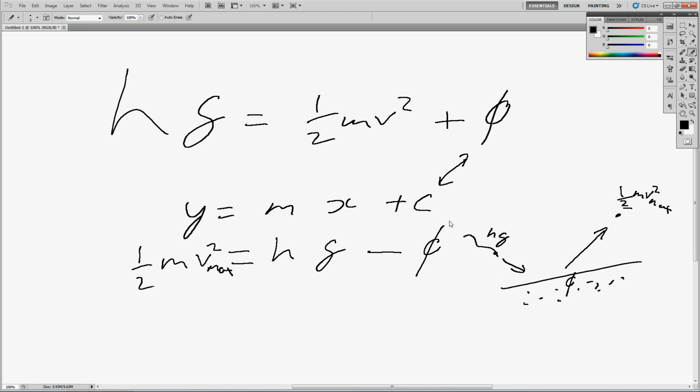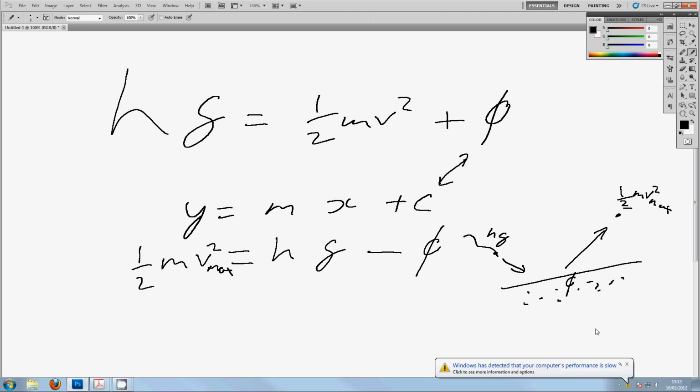So if we know what energy we're putting in and measure the energy of the electrons coming off, we could plot a half mv squared max against frequency, and that would give us a y-intercept of the work function. So we could find out the work function of this metal through this experiment. But also, the gradient's going to be h, the Planck constant. So we'll be able to measure the gradient of this graph, and it will tell us one of the fundamental constants in nature. So one of the really profound fundamental constants, if we can do this.